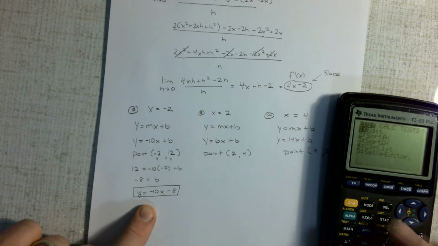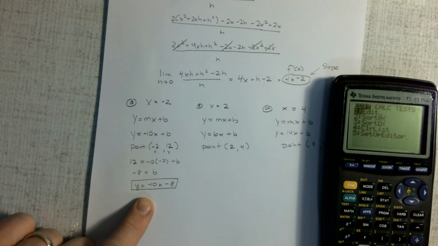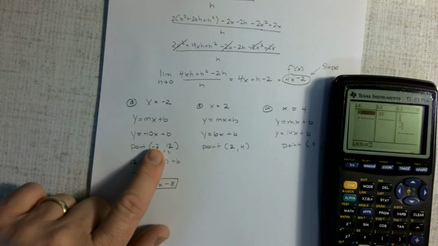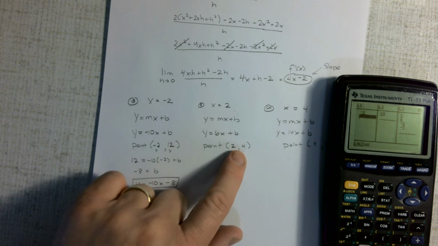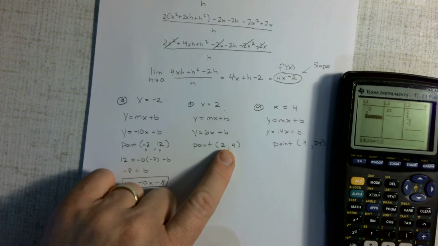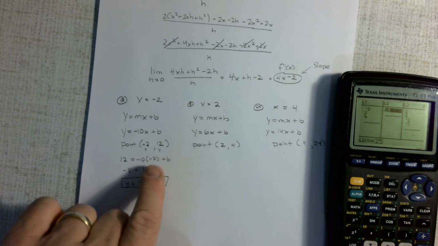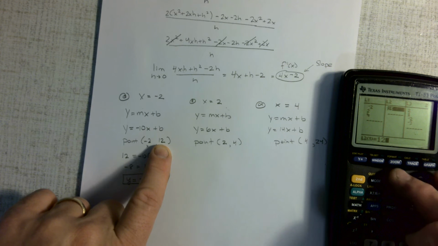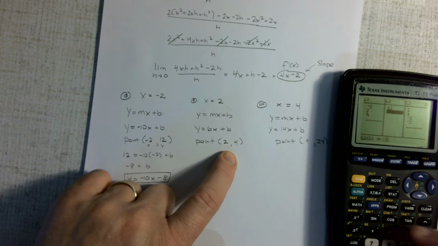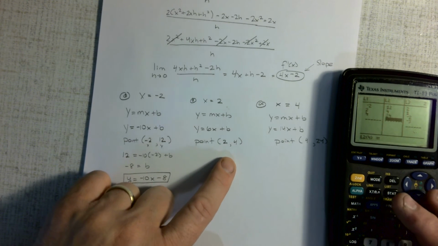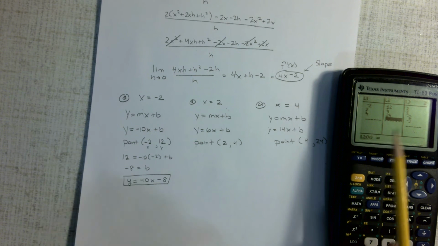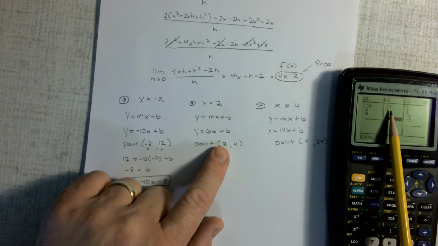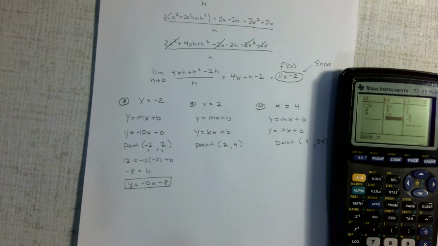If you press stat, and then press edit, you can make your own list here. I'm gonna list these points. Negative 2, 12, 2, 4, 4, 24. And you see what I've done? I've listed these points. I have the point negative 2, 12. I have the point 2, 4. I have the point 4, 24.